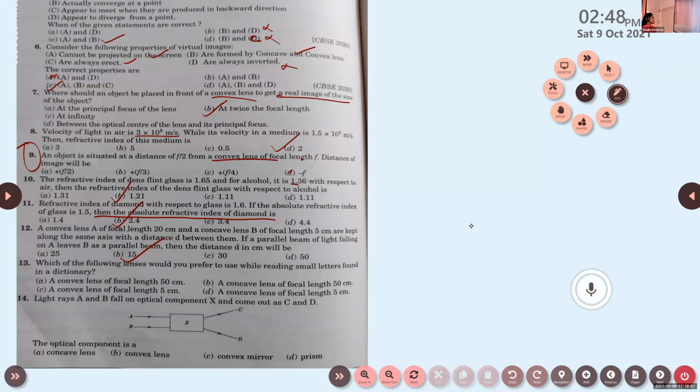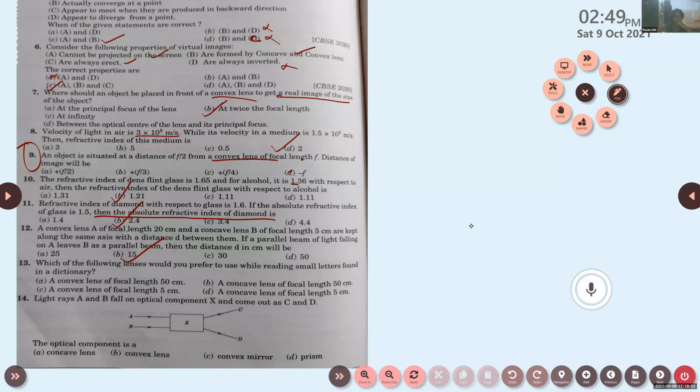Question number 13, which is the right answer? Which option? A, B, C, or D? C. A convex lens of focal length 5 centimeter. Okay. Is there any other options? Is it right? Convex lens of focal length 5 centimeter. Why it is not concave?